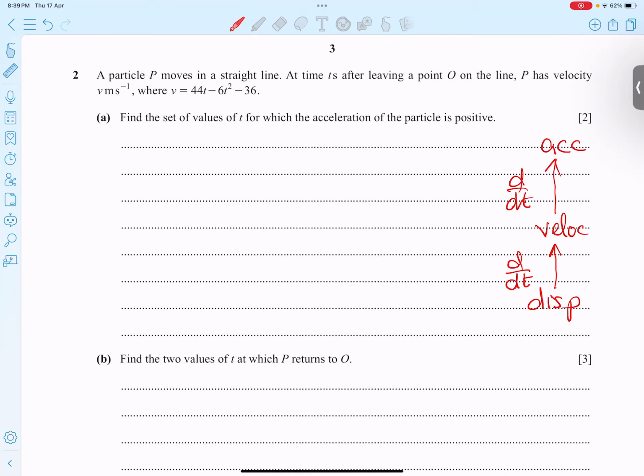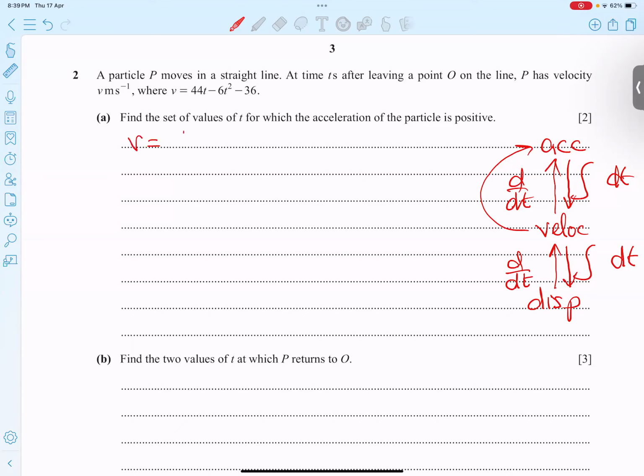And if I want to come down a level, I have to integrate with respect to time: velocity to displacement, integrate with respect to time. I think the point is clear. Currently I am on the velocity level. He is asking for the values where acceleration is positive. Acceleration means I have to move one level up, so I have to differentiate.